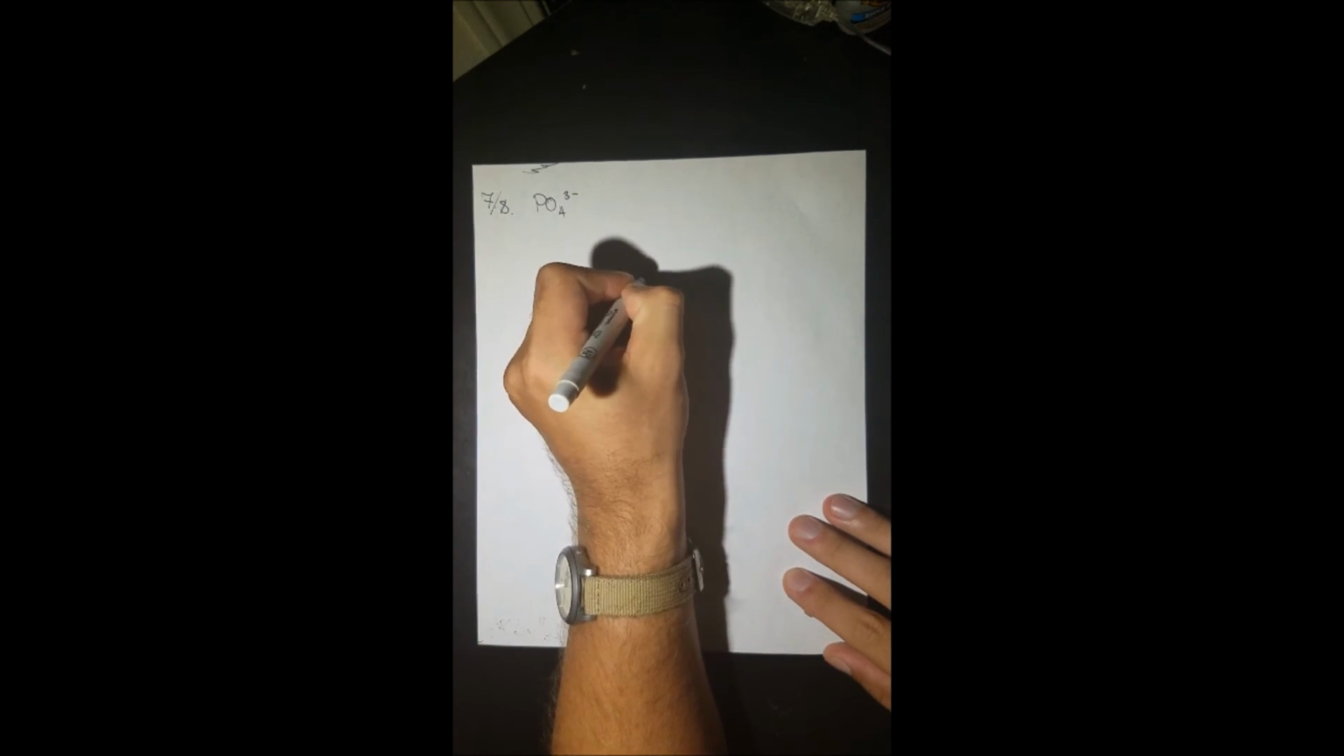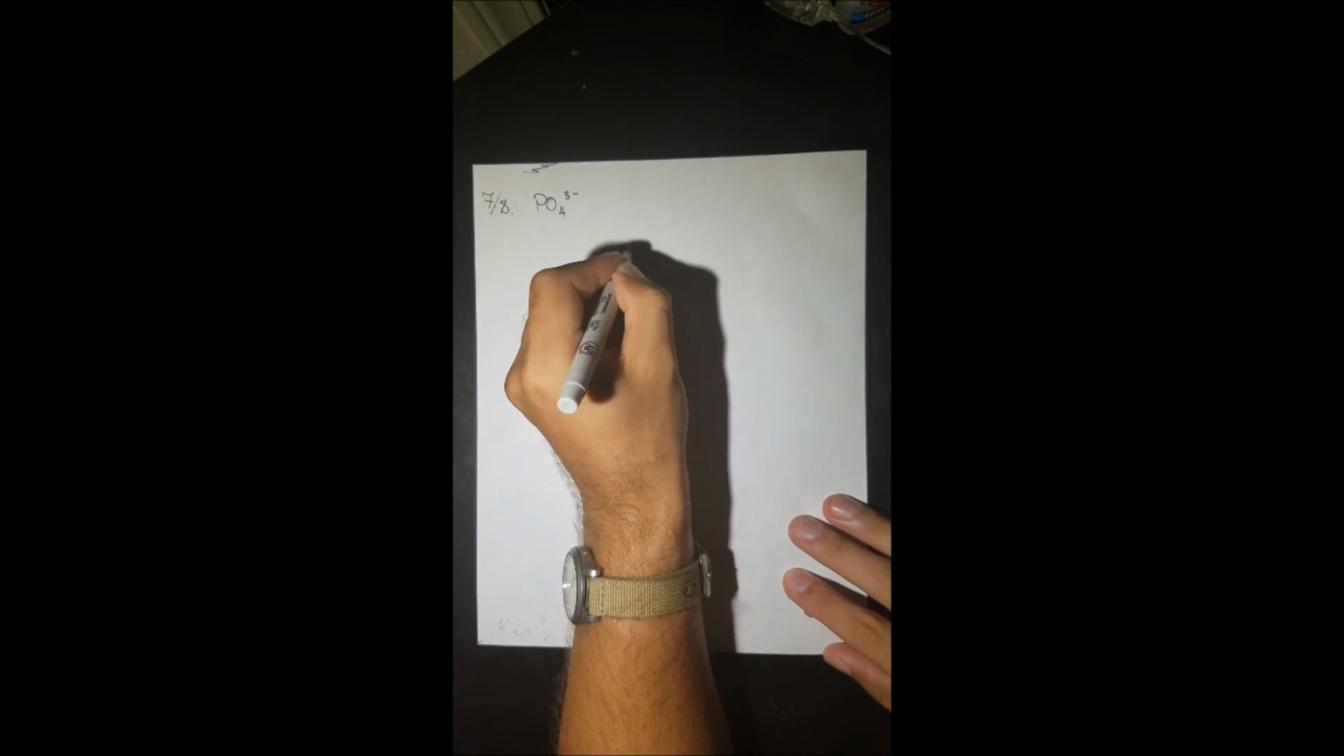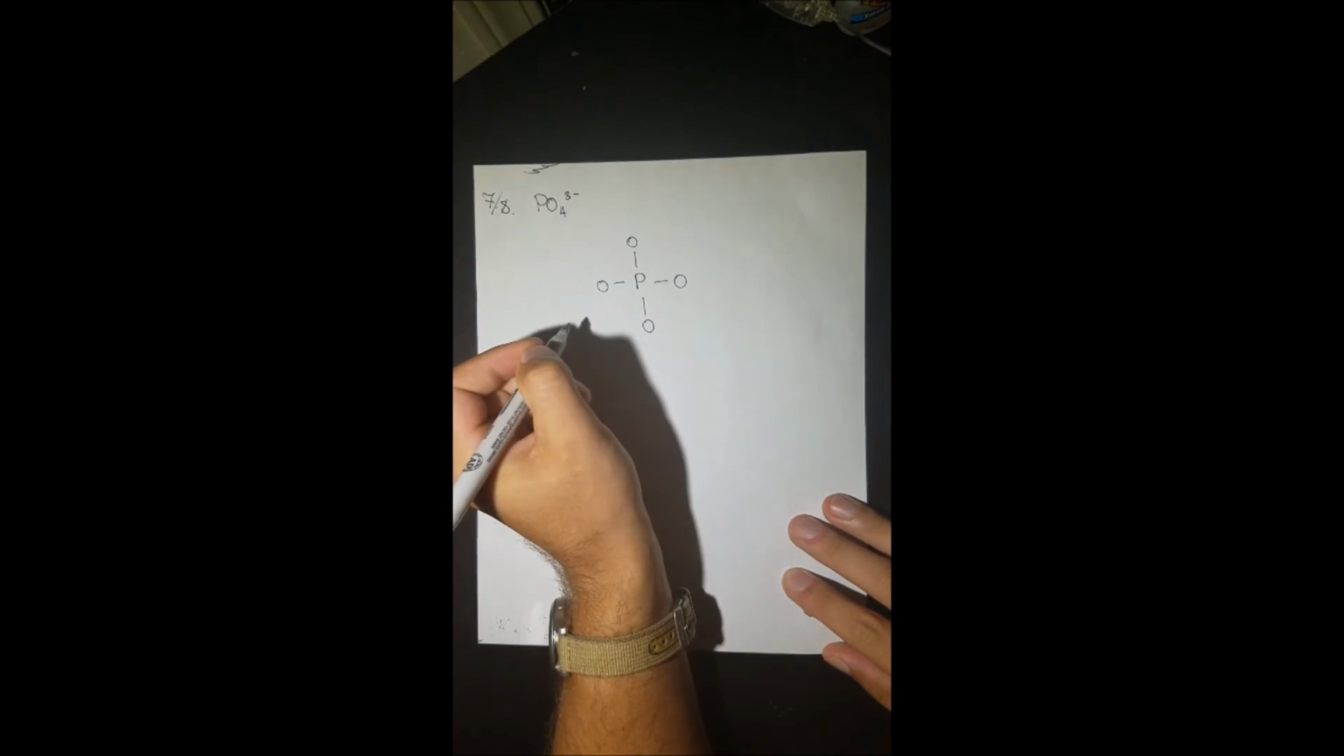So first we have to identify which of these is going to be the central atom. And the central atom is going to be the phosphorus. And then we can surround the phosphorus with the 4 oxygens, just like that.